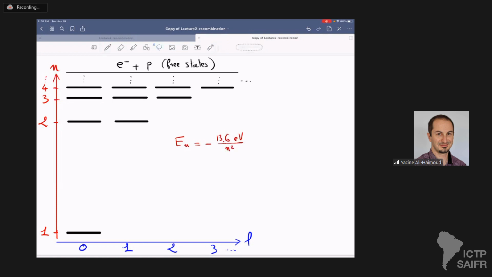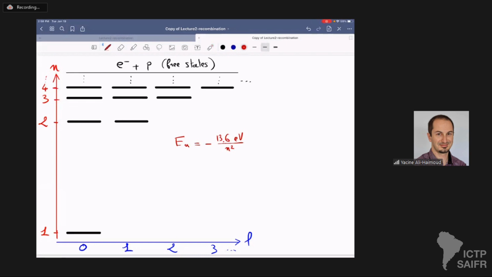It also has a quantum number L, which goes between 0 and n minus 1, which is why these lines stop here at L equals n minus 1. This is the angular quantum number, and there's an additional m number, which I'm not showing here.